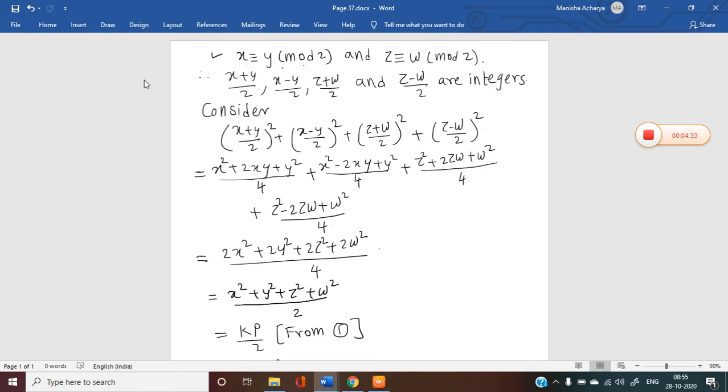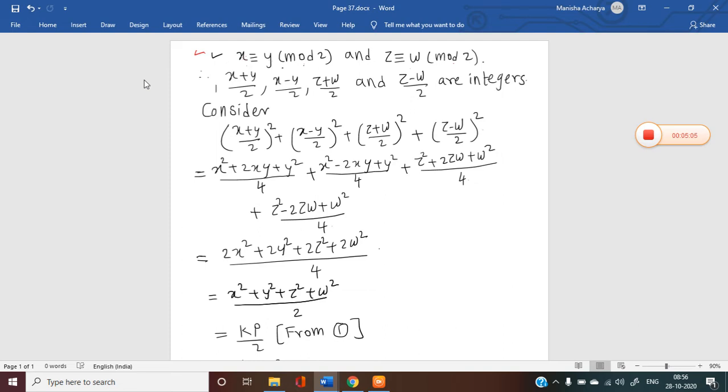Whatever we consider, the theorem is true for all those possibilities. Okay, so here we let x and y be congruent to each other modulo 2, and z and w be congruent to each other modulo 2. Therefore, either both x and y are even, or both x and y are odd, or it may happen that x and y are even and z and w are odd.